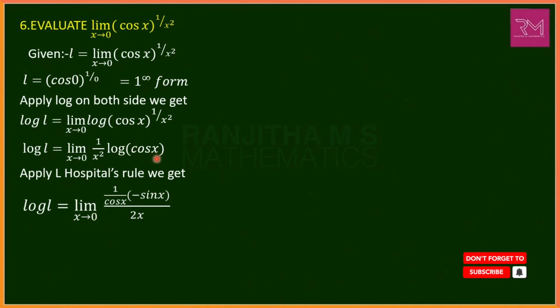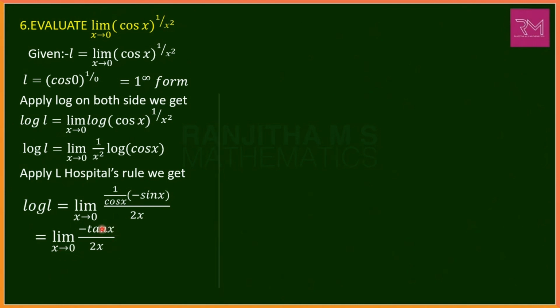The differentiation of log of cos x is 1 by cos x into, again differentiation of cos x is minus sin x, divided by, here differentiation of x square is 2x. Here minus sin x by cos x is minus tan x divided by 2x, as limit x tends to 0. Substitute x value as 0 over here, we get tan 0 by 0.